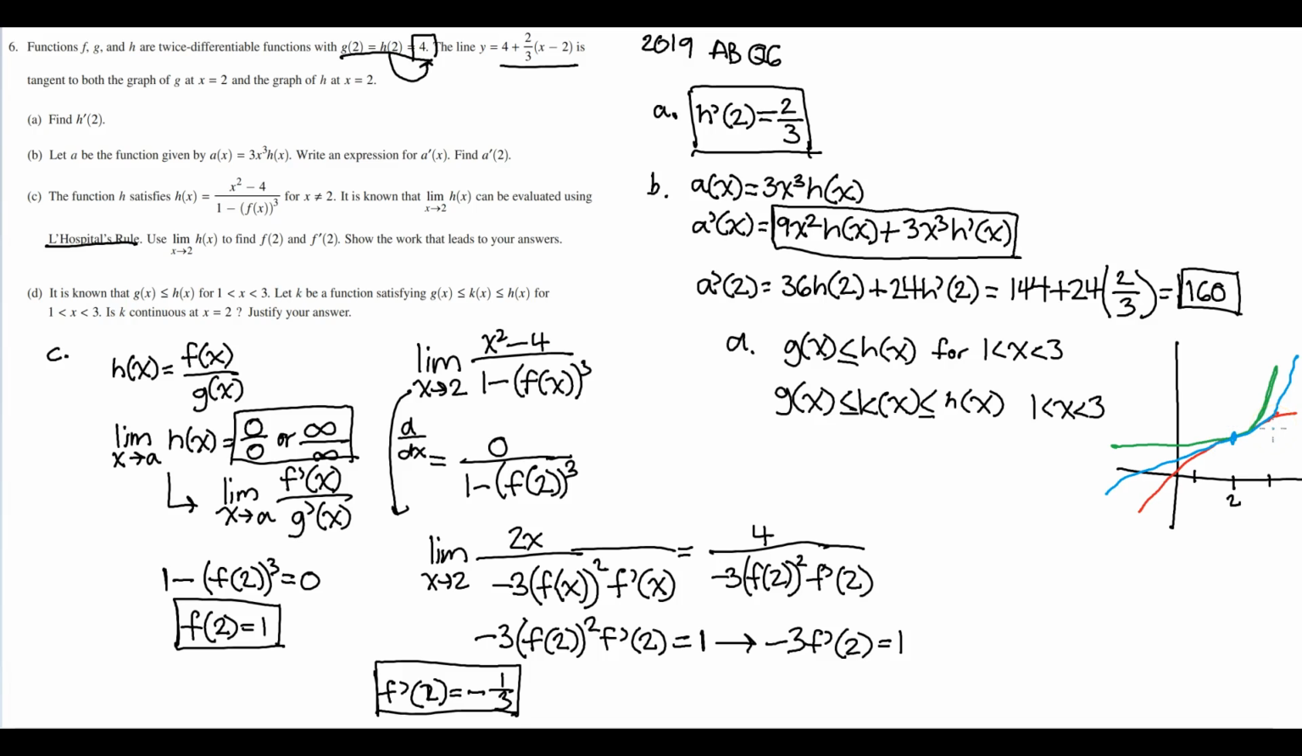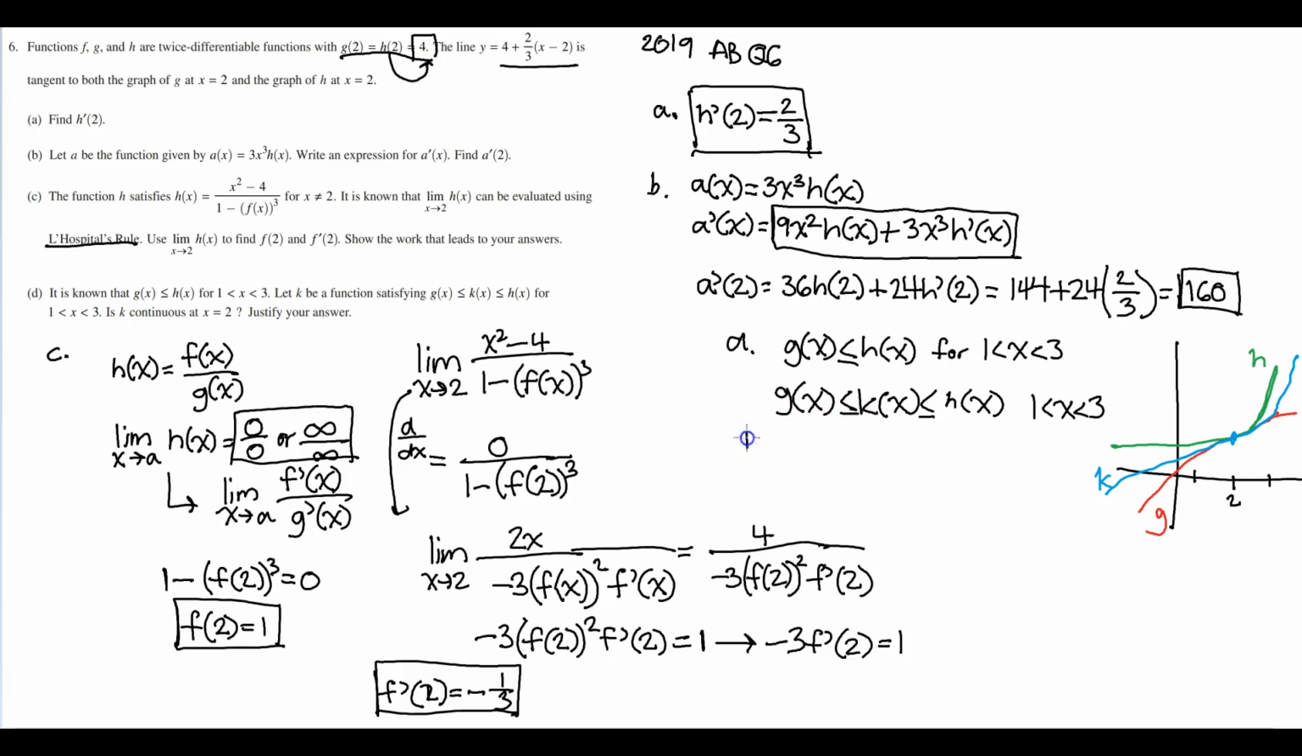This is H, this is G, this is K. Because H and G are tangent to the same line, they're touching each other. K is literally squeezing in between them. The reason is because you use the squeeze theorem. So if G and H have the same value and are literally touching each other, okay?